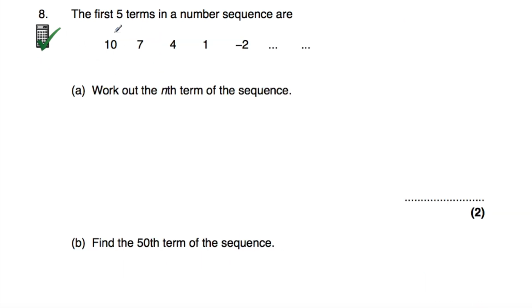Okay, let's have a look at our next question, question number 8. Question number 8 says the first 5 terms in a number sequence are 10, 7, 4, 1, and negative 2. And part A says work out the nth term of the sequence. We want to find the nth term of this sequence.